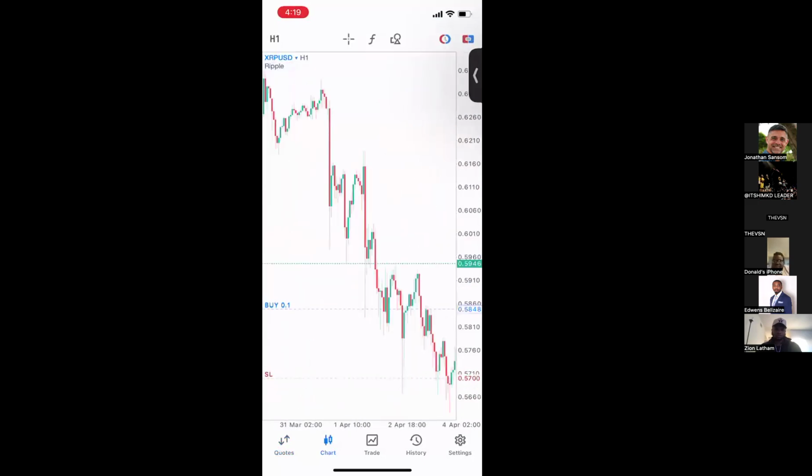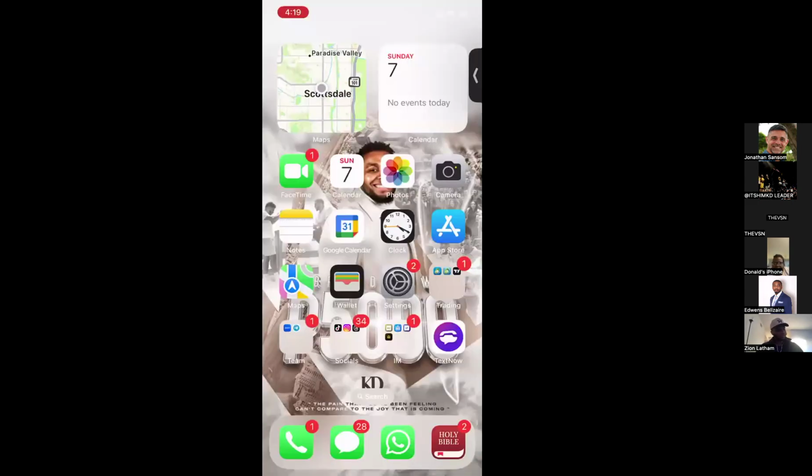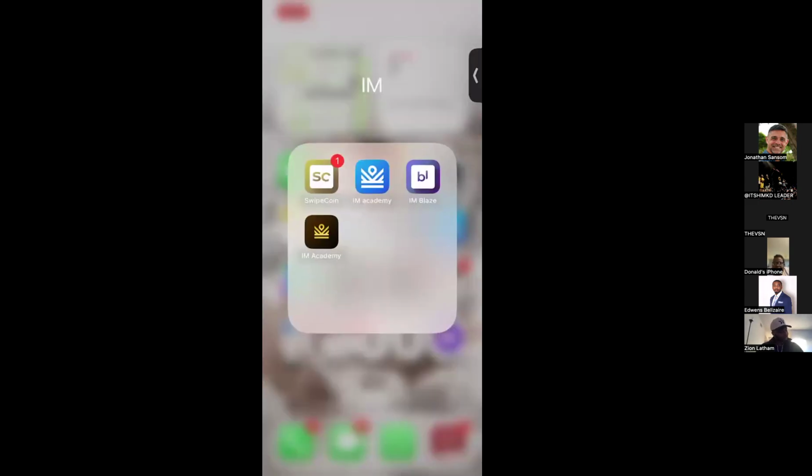Now, this week, there were a couple of trades that were called out on our Swipecoin app. It started from yesterday. If you guys don't have these applications, download them, please. Okay? Now, the first app that we're going to tap into is going to be Blaze.